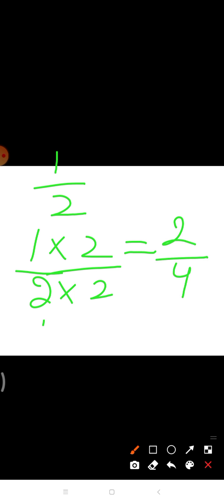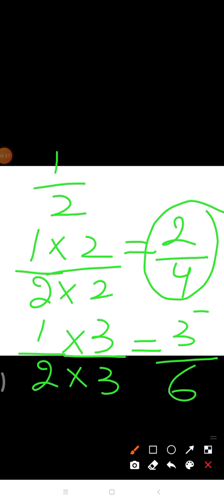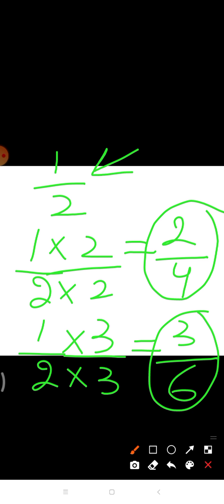Again multiply the numerator and the denominator with the same number. Let's take 3. So 1 times 3 upon 2 times 3, which will be equal to 3 upon 6. So students, here 2 upon 4 and 3 upon 6 are few equivalent fractions of the fraction 1 upon 2. I hope students this is clear to you.